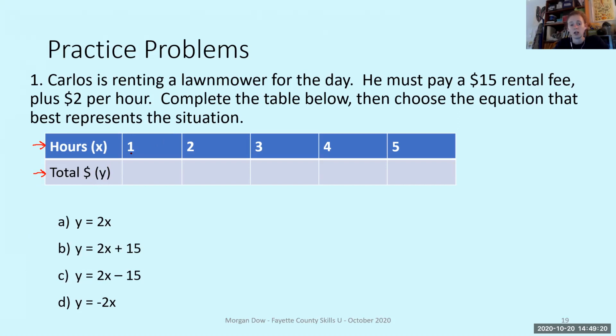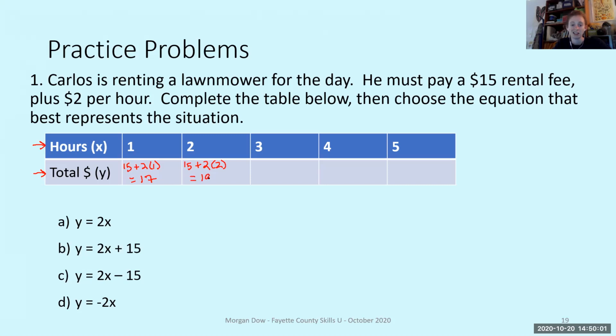So if he rents it for 1 hour, that's going to be $15 plus $2 for the 1 hour. Altogether, it's going to be $17 if he rents it for 1 hour. It sounds expensive to me, but maybe it's a very fancy lawnmower. All right, what if he has it for 2 hours? Well, it's going to be a $15 rental fee, and then $2 an hour for each of those 2 hours. So 2 times 2. 2 times 2 is 4, right? So he'll have to pay $4 plus 15.